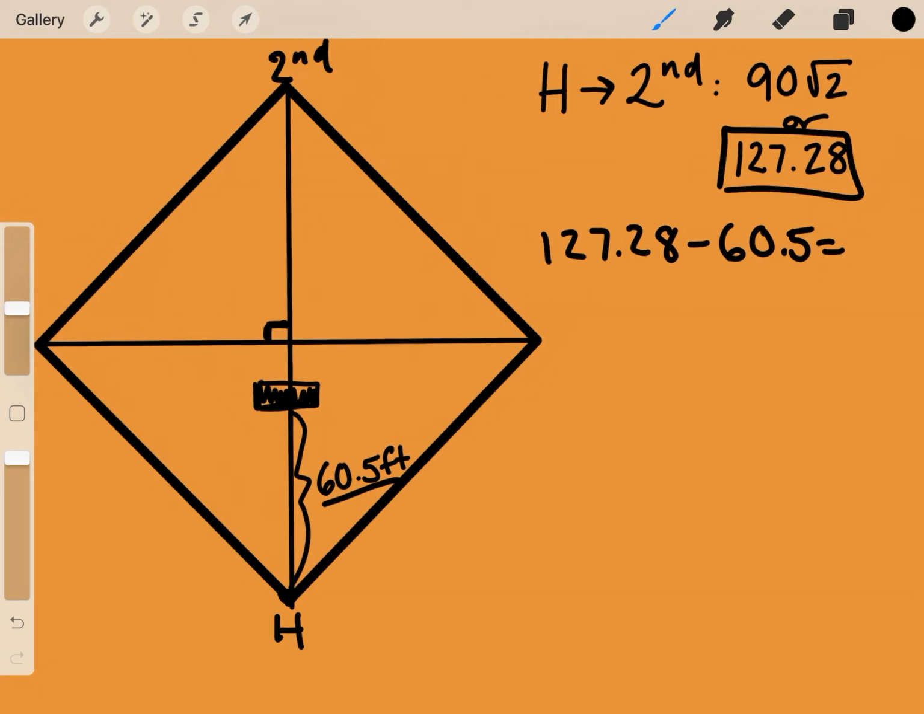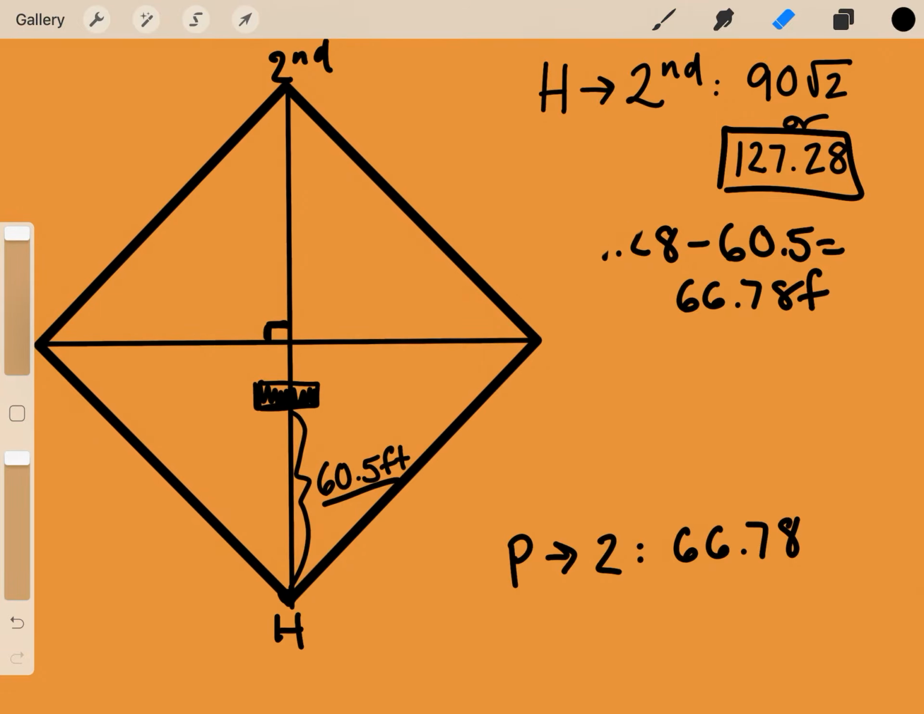When I do 127.28 minus 60.5, I get 66.78 feet. So that's the distance from the pitcher's mound to second base. 66.78 feet.